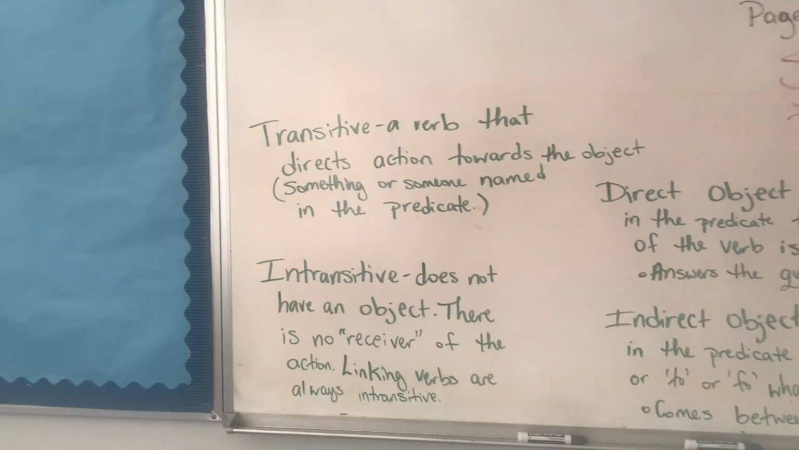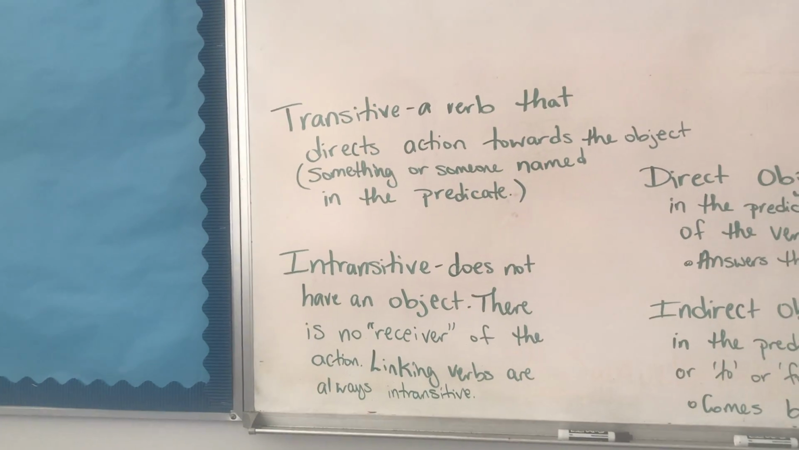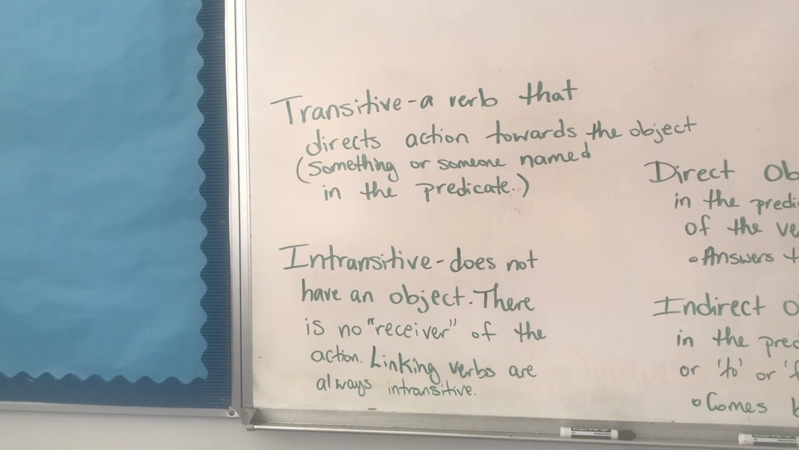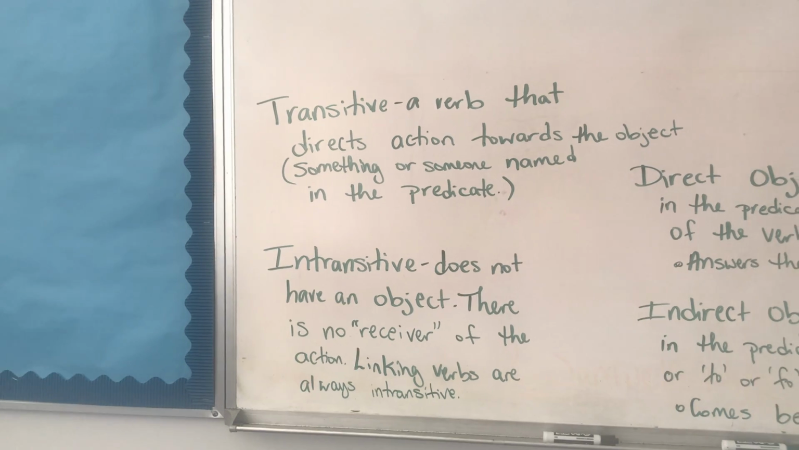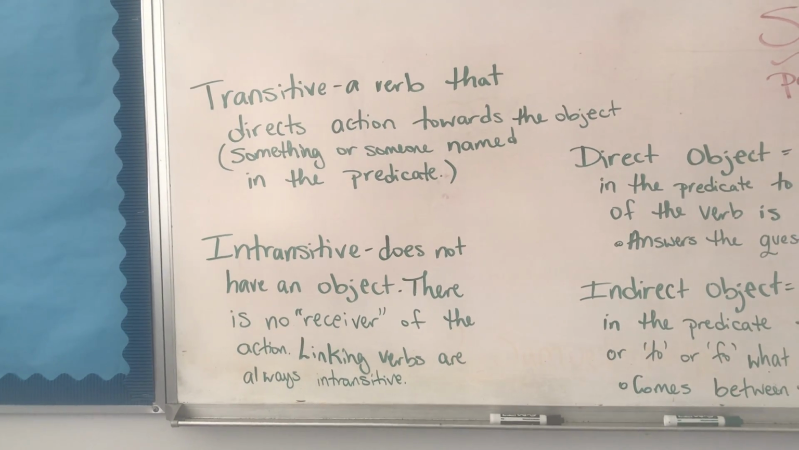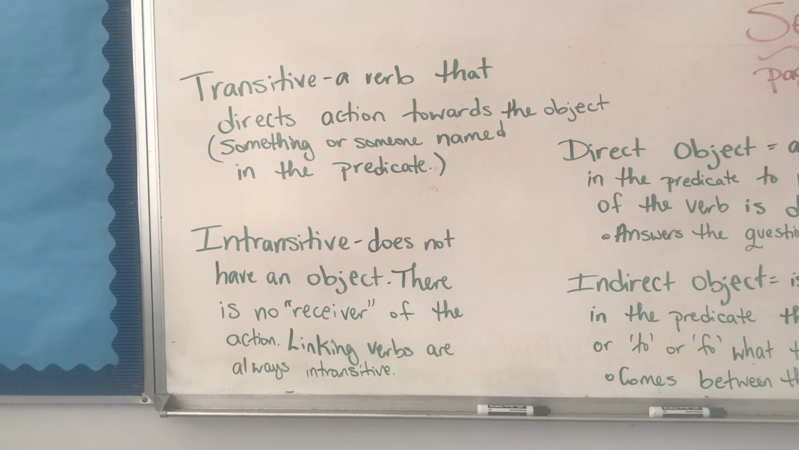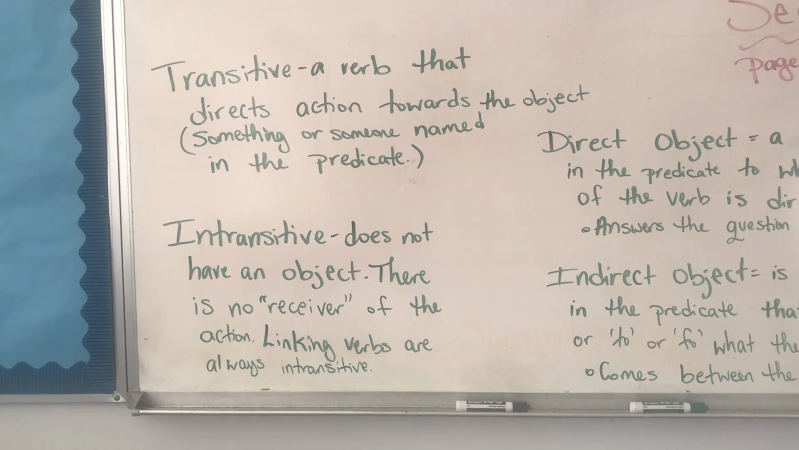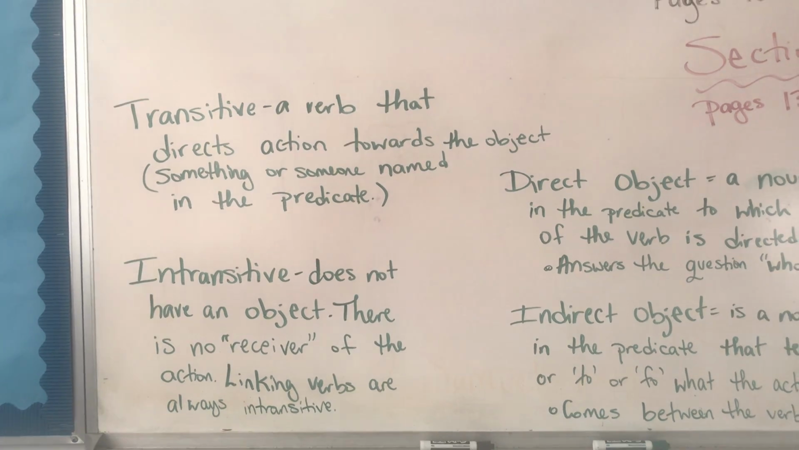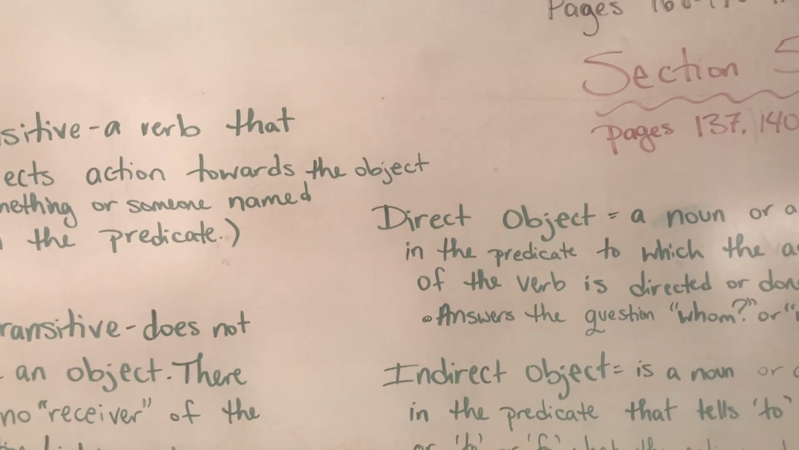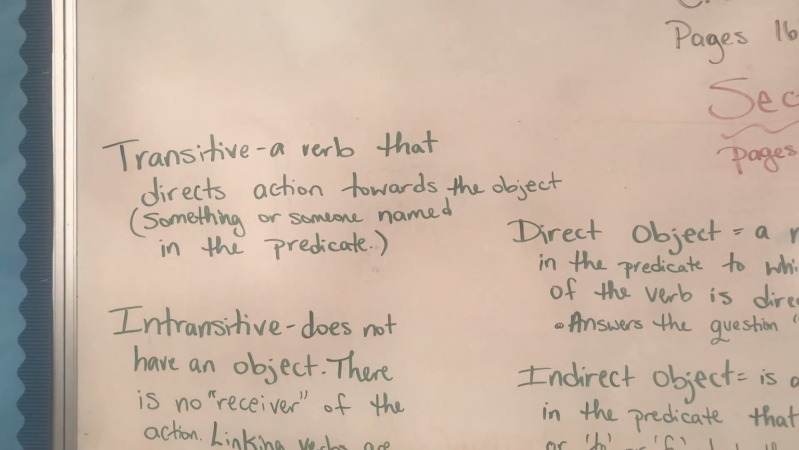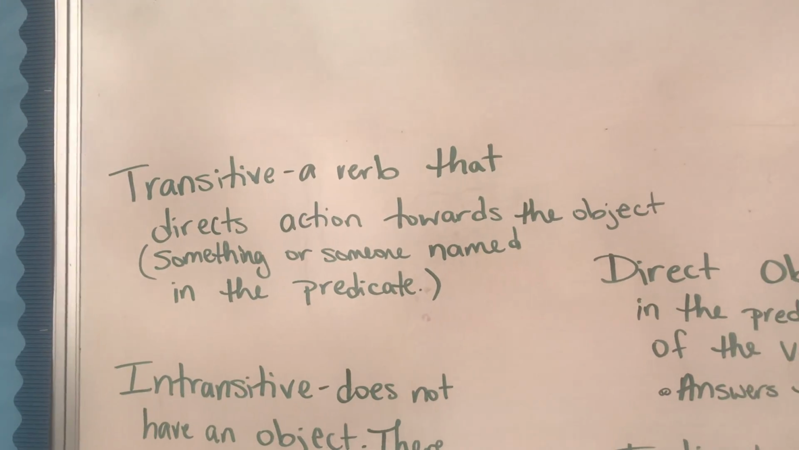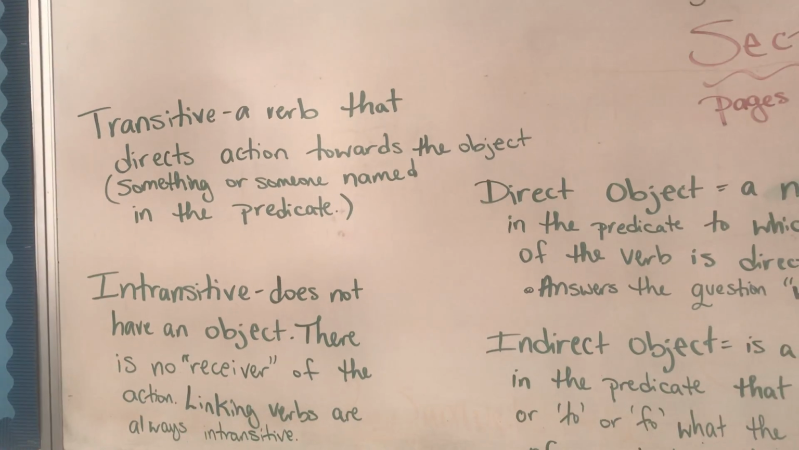So let's go to our definitions for transitive or intransitive. So someone is being handed that atlas, the book. So there is a receiver of the action. Someone is being handed that book. So hand would be a transitive verb because the action is being directed towards the object.